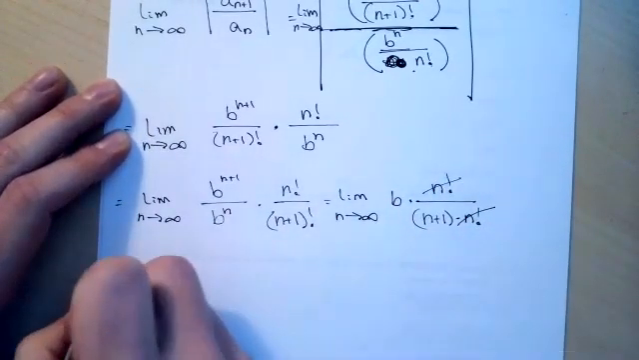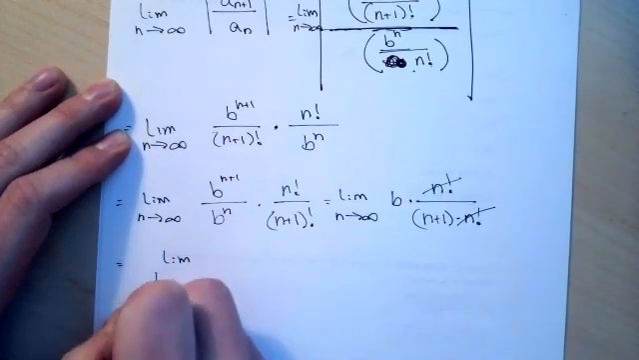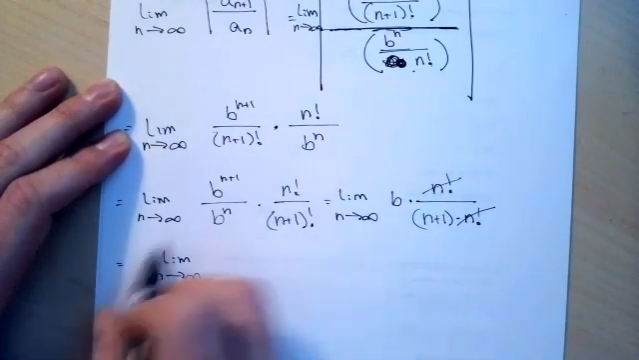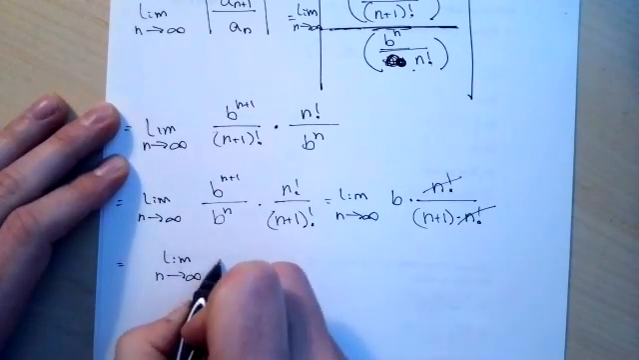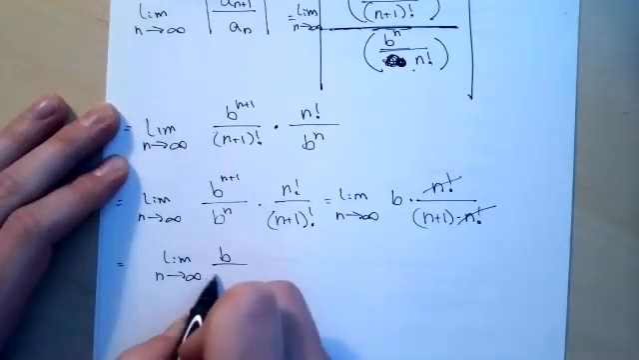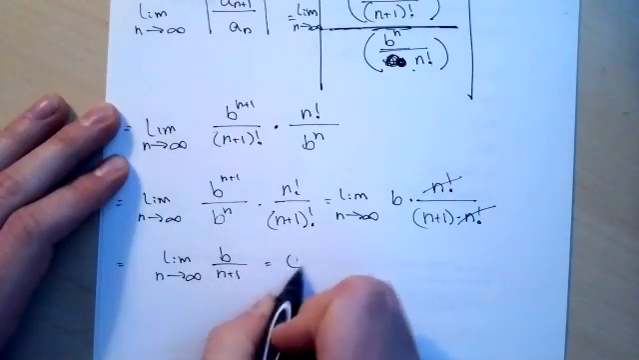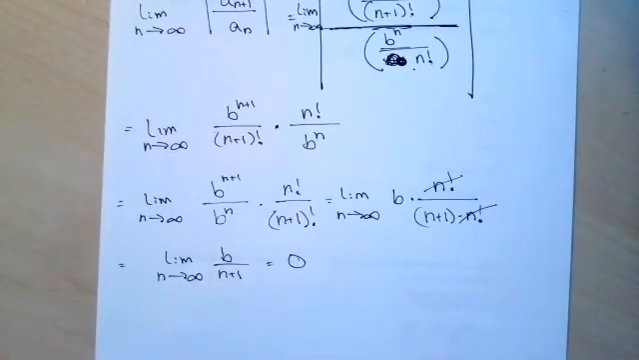And those divide. And now when we compute the limit as n goes to infinity of, well, we've got b over n plus 1 remaining, we just get 0.